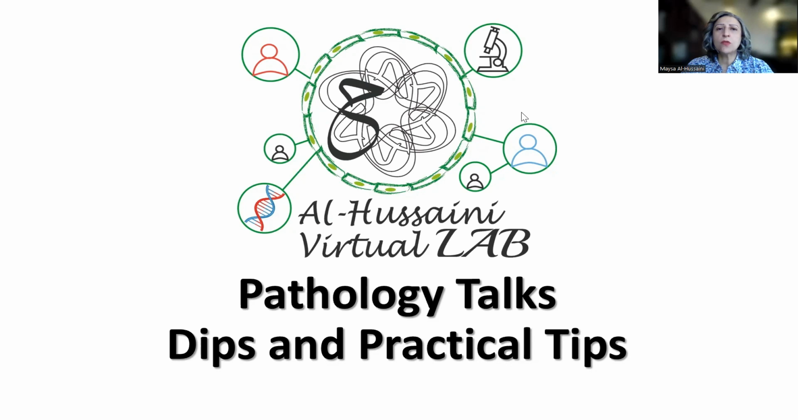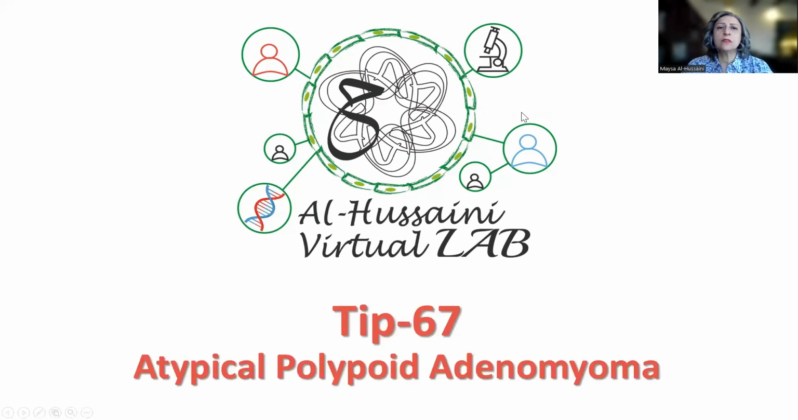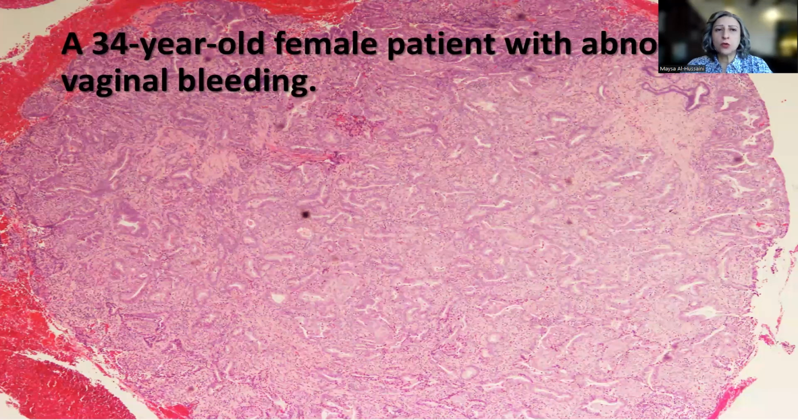What I'm going to be sharing with you today is a very important tip for rendering a proper diagnosis. This is a case of atypical polypoid adenomyoma. This is a 34-year-old female patient who presented with abnormal vaginal bleeding, and she underwent D&C. This is one of the fragments of the D&C.